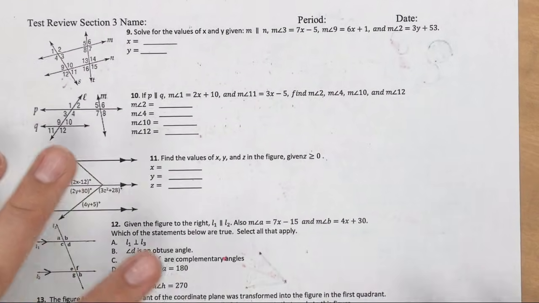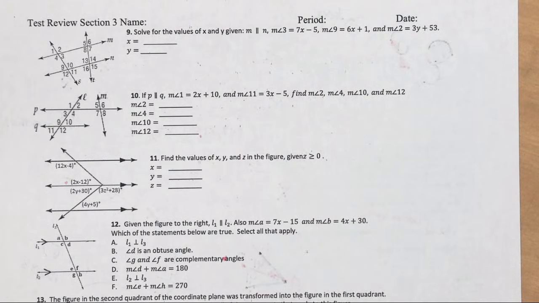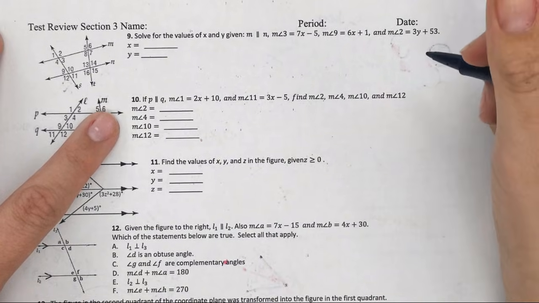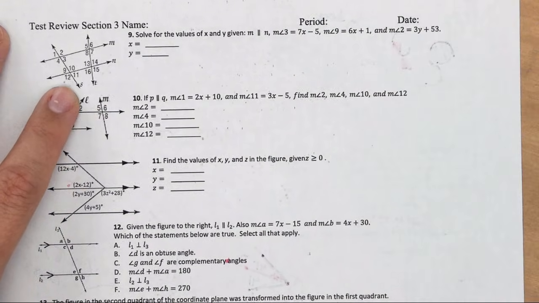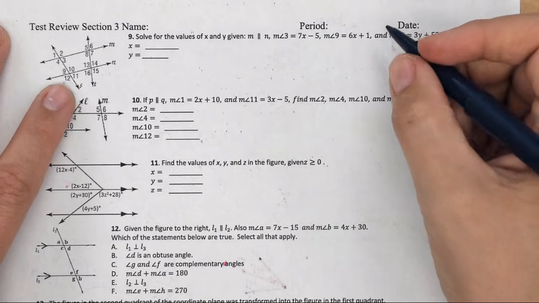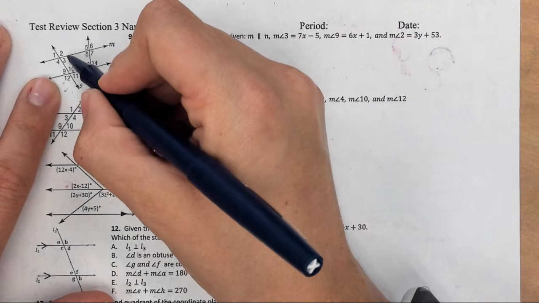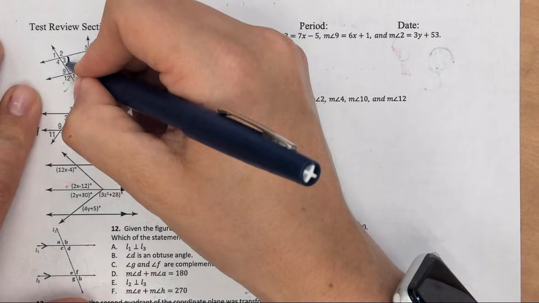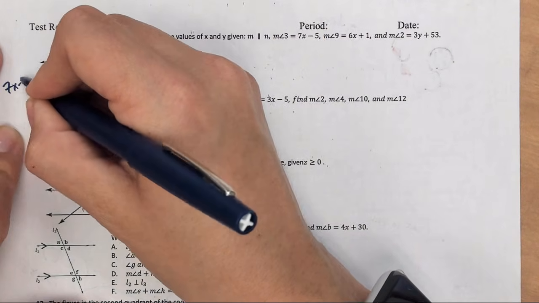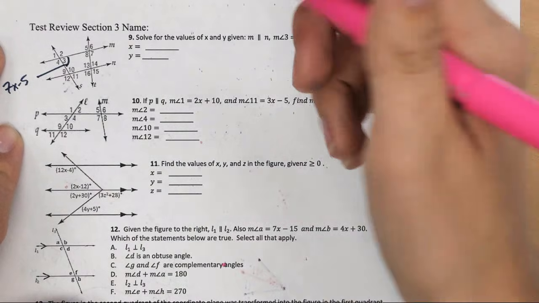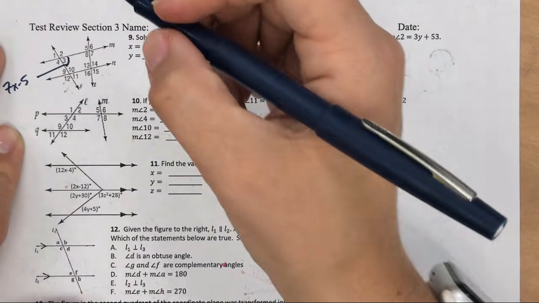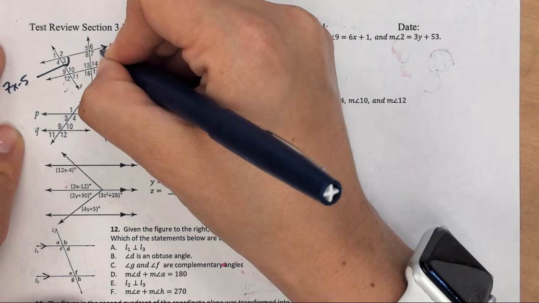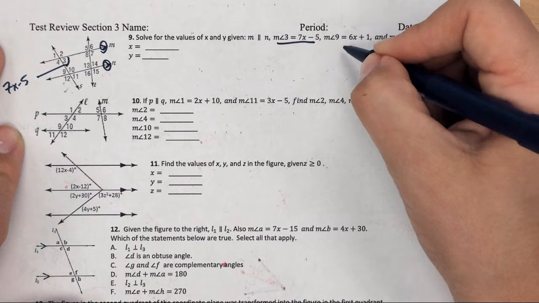All right, then we got lots of solving on this side and then some proofs. So number 9, solve for the values of x and y given m is parallel to n. Okay, measure of angle 3, 7x minus 5. So we know this angle right here is 7x minus 5. We know the measure of angle 9. Let's see. M and N are parallel. So hold on, let me go like this. Make sure I know that those are parallel. So we've got that one.